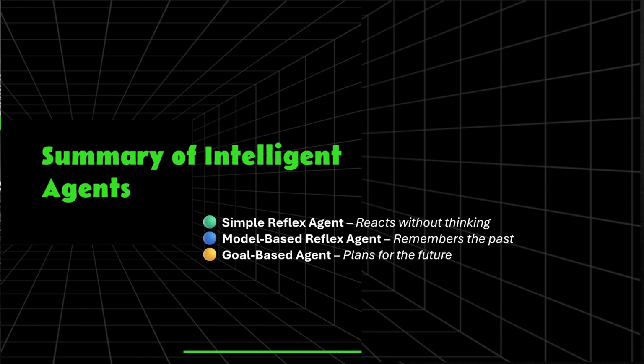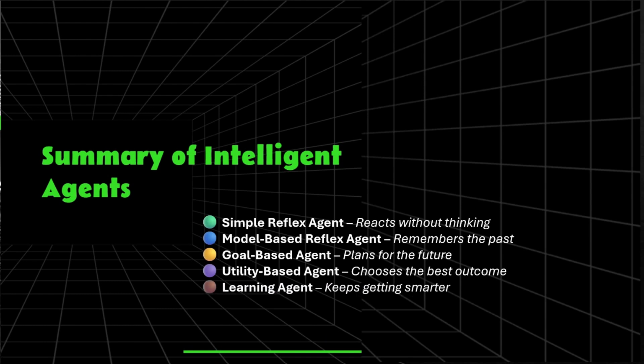The third one is the goal based agent. It's going to plan for the future. It chooses actions that move it closer to the goal. Then we have the utility-based agent, which chooses the best outcome, and it looks at many options and picks the one that gives the highest satisfaction or value. And the last one is the learning agent, that keeps getting smarter, and it learns from experience and feedback to improve its decisions over time.